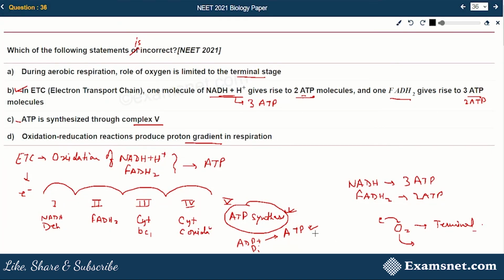Now, option A, here we see that role of oxygen is limited to terminal stage. This is true. We saw here. Option B was false. Option C, ATP is synthesized through complex 5. This is also true. And last is oxidation reduction reactions produce proton gradient in respiration. This is also true because according to chemiosmotic hypothesis, ATP is synthesized after the formation of a proton gradient which is established during the oxidation reduction reaction. So I hope you understood this.